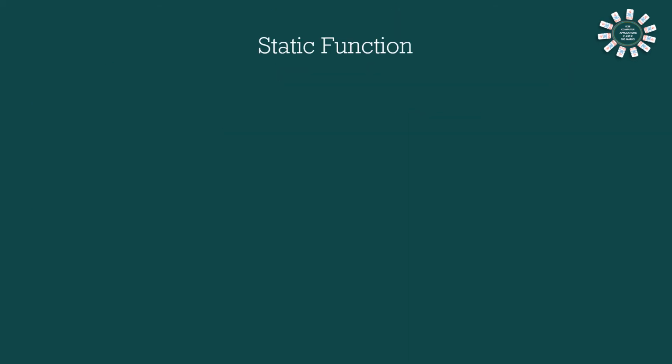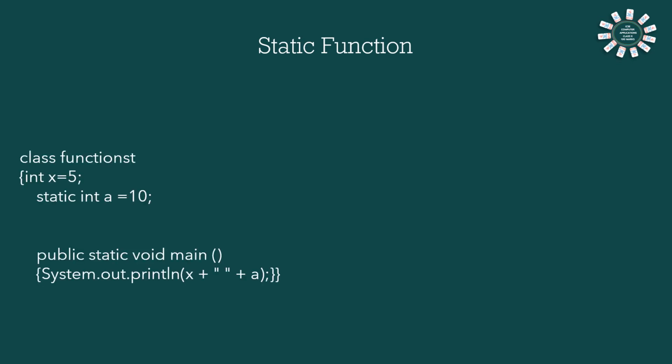One more feature of static function we can see. A static function will not be able to access a non-static variable. Take this example. The class is created and two variables are created. int x is non-static and int a is a static variable. And now if you want to access the variable in the main program, which is a static function, public static void main, we will not be able to access x because it is a non-static variable. The error message will come if you try to compile. A static function will not be able to access the non-static variable.